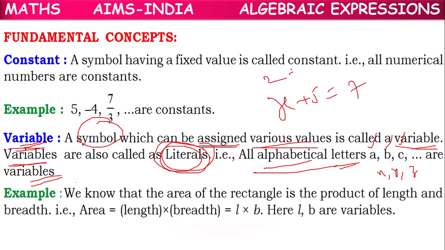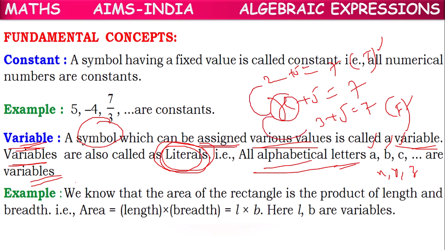We can take 2: 2 plus 5 equal to 7, then it becomes a true statement. If we take 3: 3 plus 5 equal to 7, then it becomes a false statement. The statement may be true or false, but x is open for any value. We can take 2 or we can take 3. Here x is called a variable, or a literal. Not only x, we can denote it with small l, small m, small n. With any small alphabetical letter, we can denote a variable.